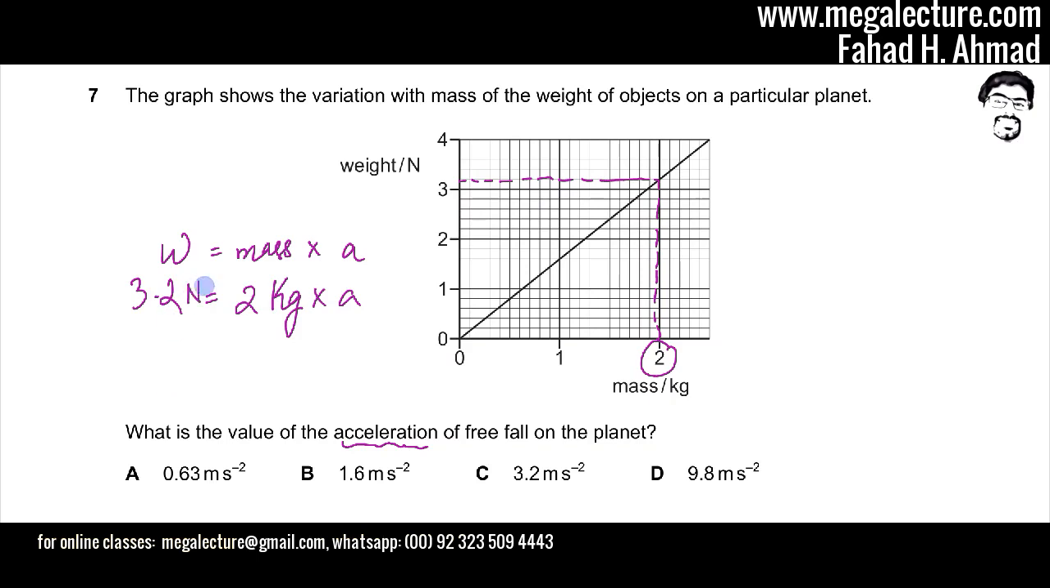newtons. So if I make A the subject of the equation, I divide 3.2 by 2 kg, and acceleration comes out to be 1.6. So acceleration would come out to be 1.6 meters per second squared. So the correct answer is going to be option B over here.